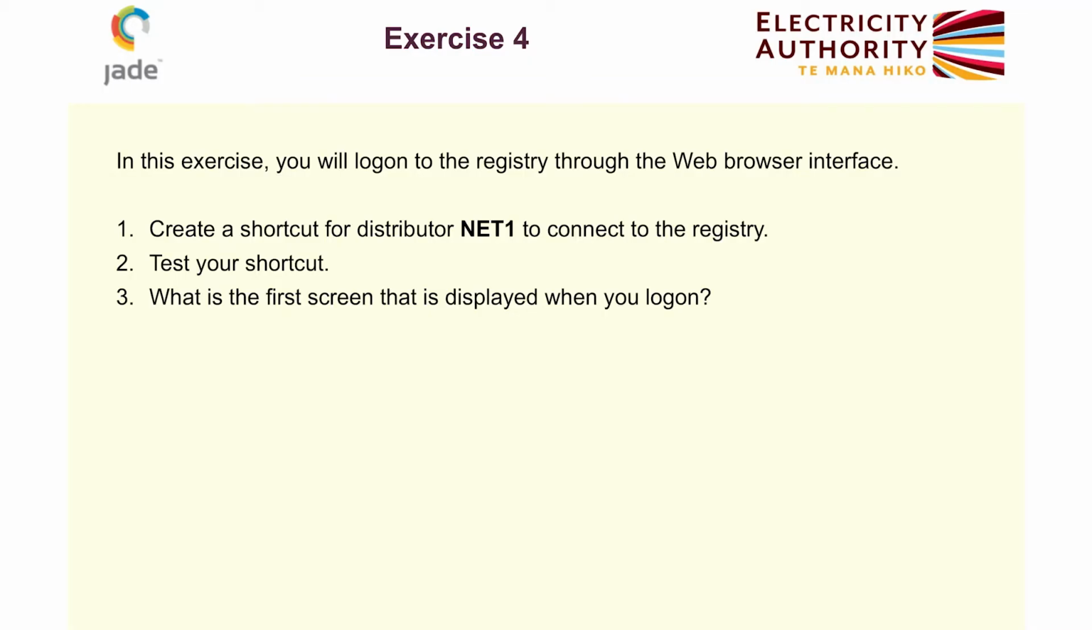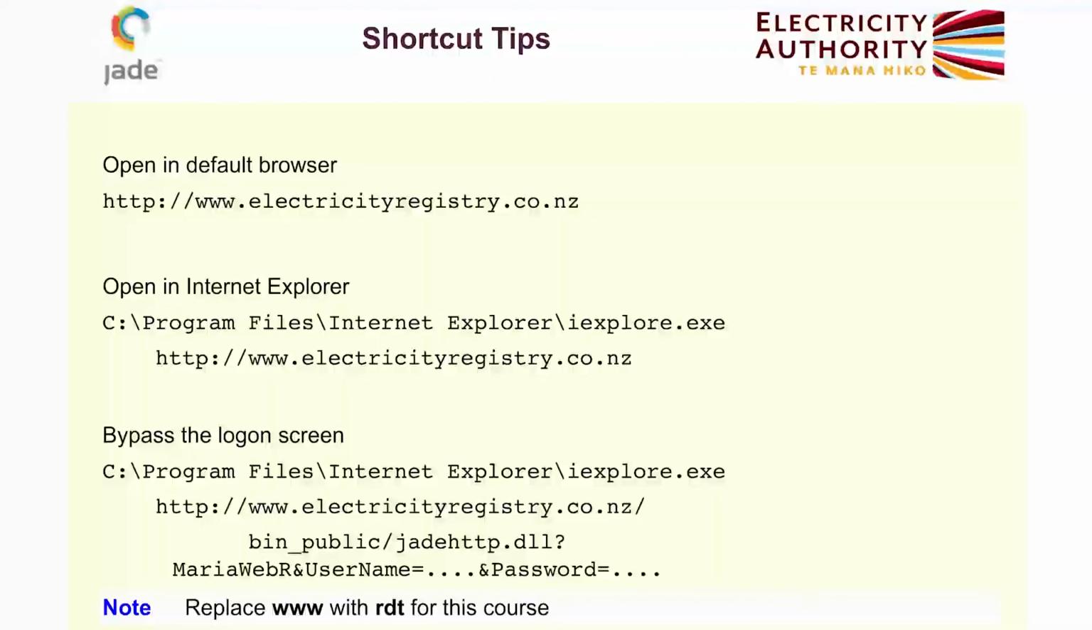So the next exercise is to create a shortcut so that you can log on to the registry. And if I go back a few screens, one thing I forgot to mention here is that today we're not going to be working with the real registry, www.electricityregistry.co.nz. We're going to be working with a copy of the registry, and for that copy, just replace the www in the shortcut with RDT.